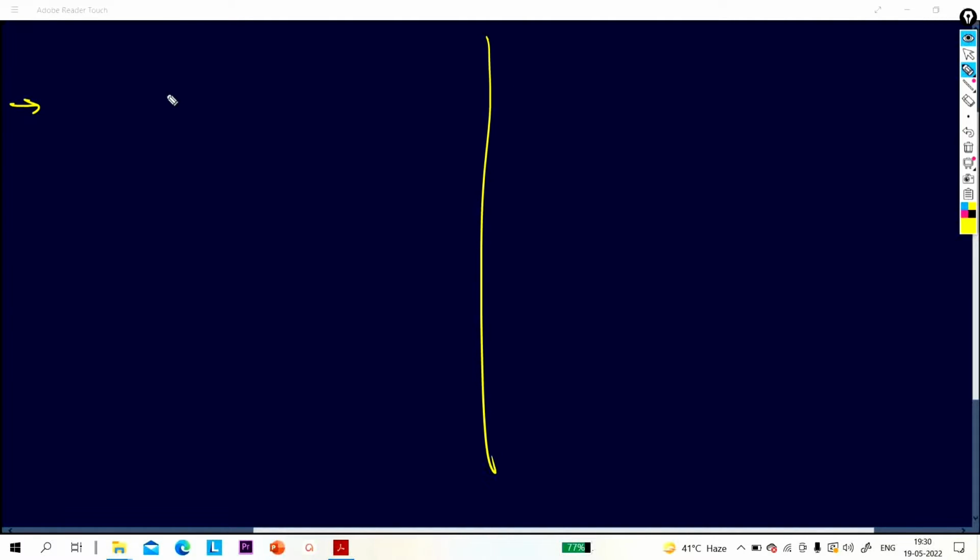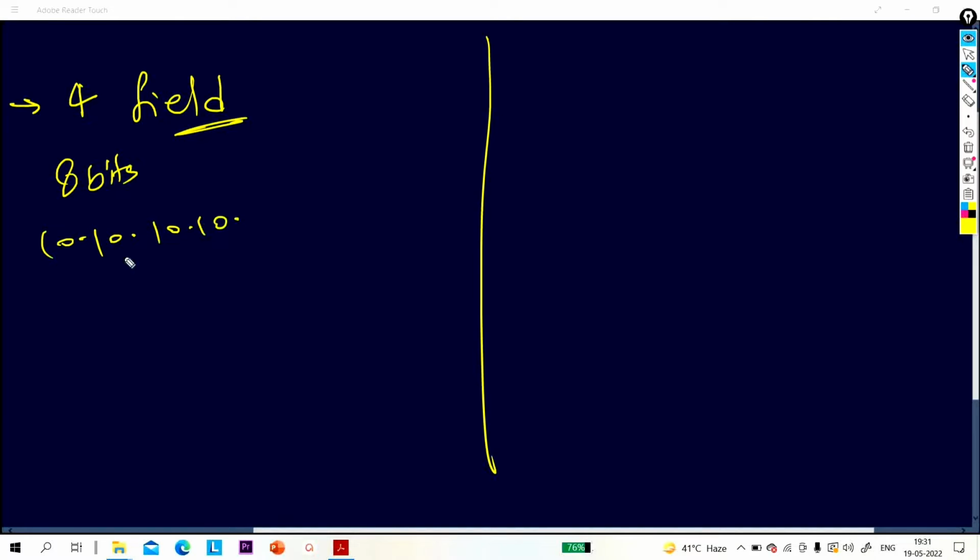In IPv4 we have 4 fields, and each field carries 8 bits of information. I am writing one IP address, 10.10.10.10. So this is a 32 bits address. In each field there are 8 bits, so 8 plus 8 plus 8 plus 8, total 32 bits. But if I talk about an IPv6 address, there will be 8 fields.